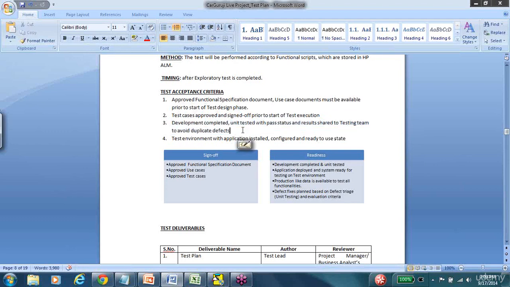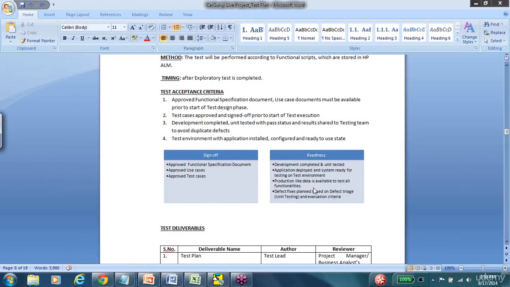So the development team will perform their unit testing and integration testing. Now in some companies it is a process that they have to share their results with us, but in some companies it's not. So if it is, include this step, otherwise take it out. So while you're using this shell and customizing it to your need, you will have to be careful and make sure that it is accurate. And then the testing environment with application is installed, configured, and ready to use. So once these criteria are satisfied, we can say that we can get ready.